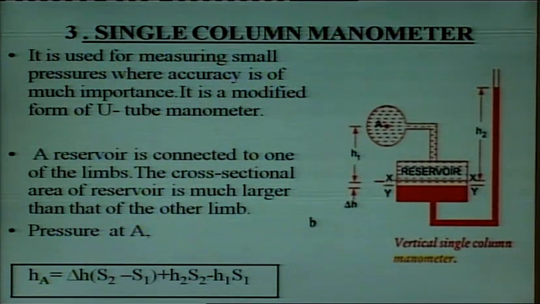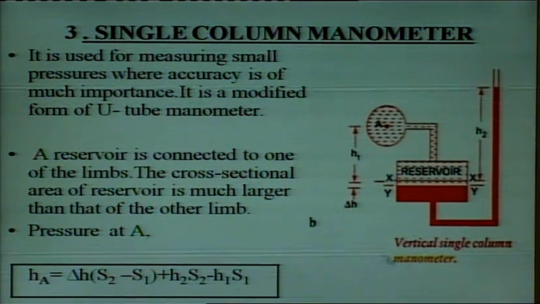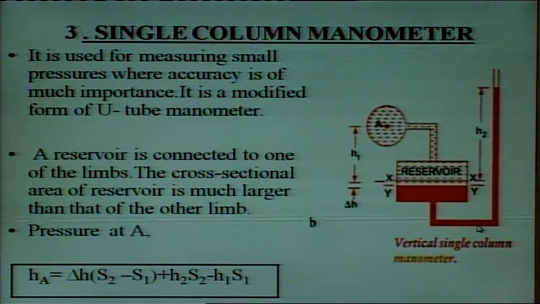Then single column manometer. So this is a single column manometer, a vertical single column manometer. Now, let us see what this is. It is used for measuring small pressure where the accuracy is of much importance. It is a modified form of U tube manometer. A reservoir is connected to one of the limbs. The cross section area of the reservoir is much larger than that of the other limb.